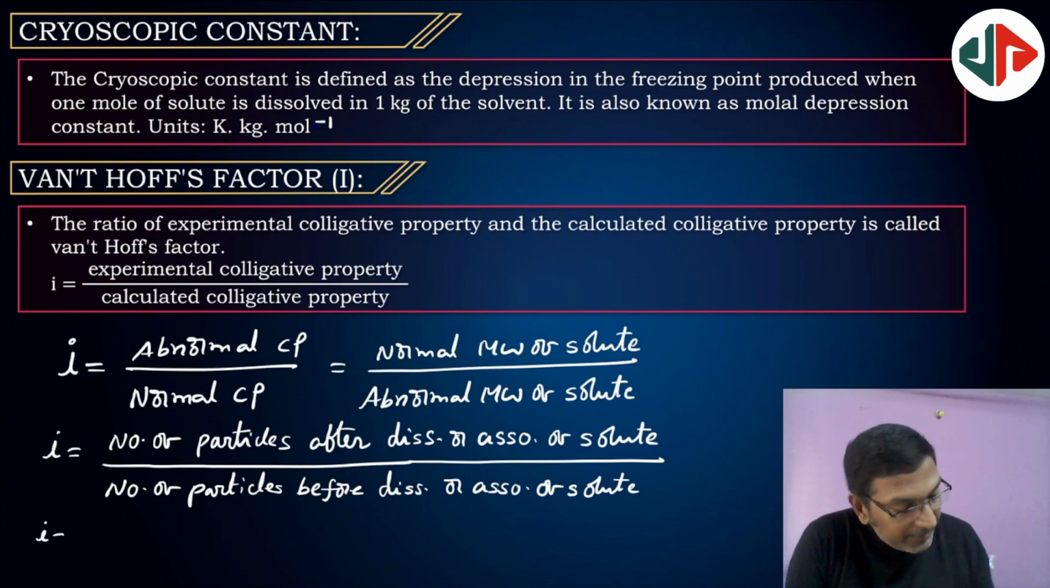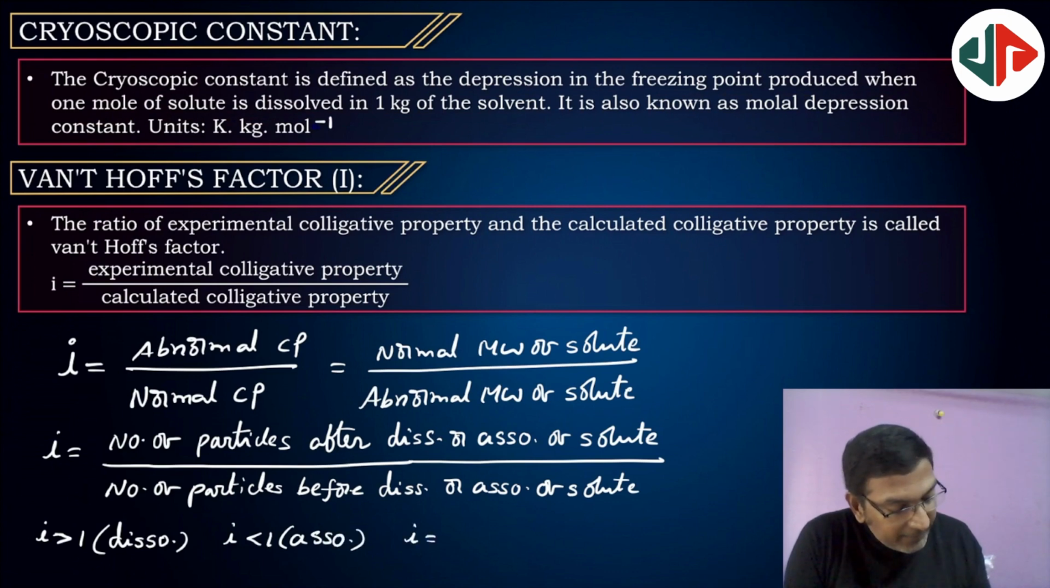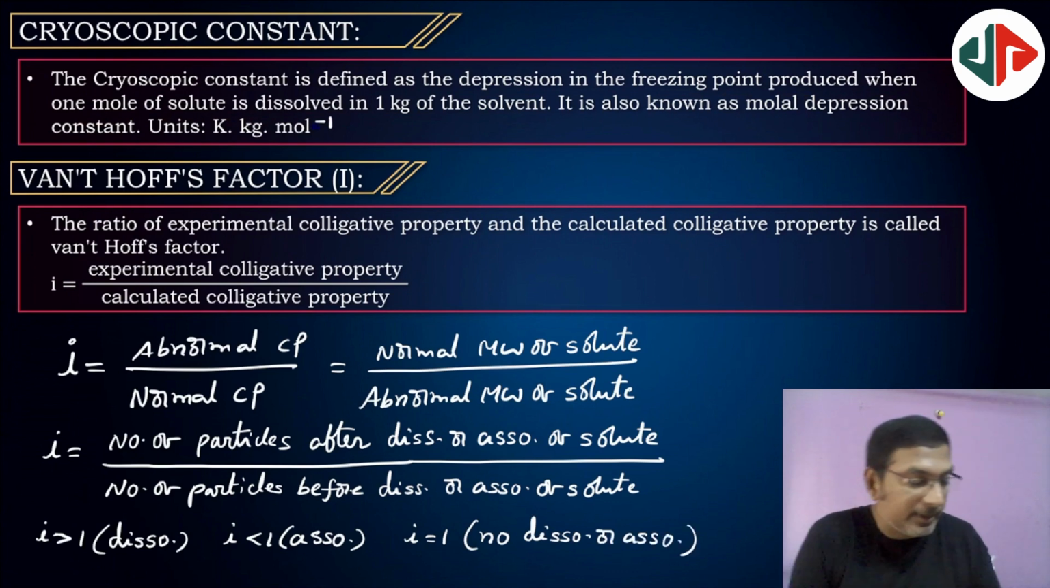So if i value greater than 1, there is dissociation of solute. If i value less than 1, there is association of solute. If i value equal to 1, no association or dissociation. So Van't Hoff factor is applied when solute undergoes dissociation or association in solution.